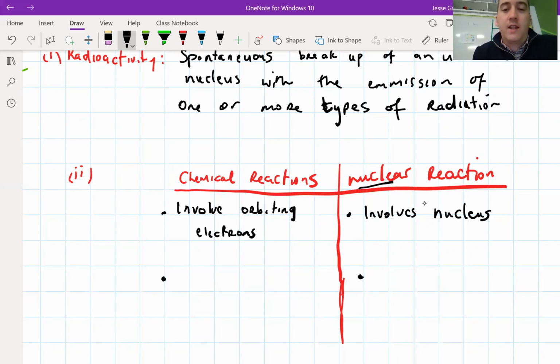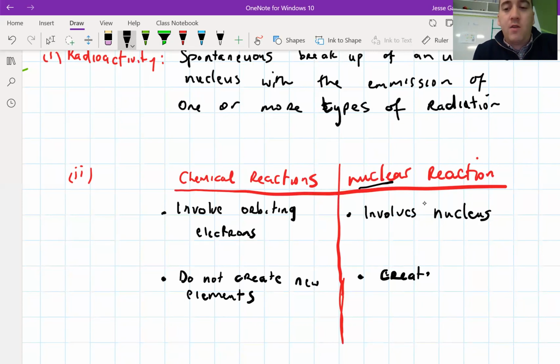So pause the video and write those down now. Hopefully you've talked about which ones create new elements. Chemical reactions do not create new elements, whereas nuclear reactions often involve changing one element into another. So these ones do create new elements. So those might have been the two that you had. Well done if you had them by yourself.